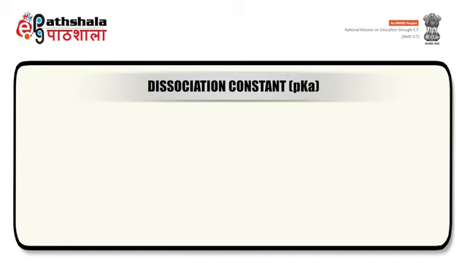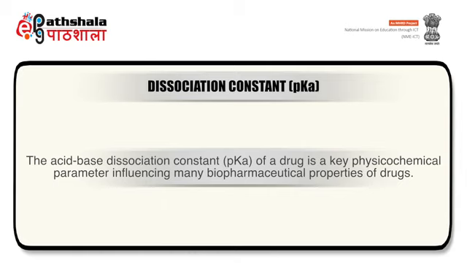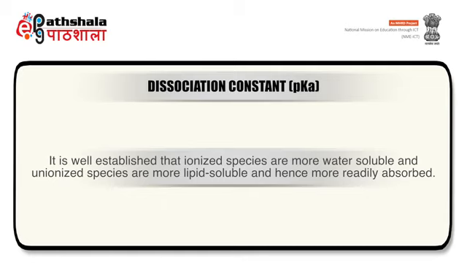Next we will discuss the dissociation constant or pKa. The acid-base dissociation constant of a drug is a key physicochemical parameter influencing many biopharmaceutical properties of drugs. As the majority of drugs are weak acids and/or bases, knowledge of the dissociation constant in each case helps in understanding the ionic form a molecule will take across a range of pH values. It is well established that ionized species are more water soluble and unionized species are more lipid soluble and hence more readily absorbed.